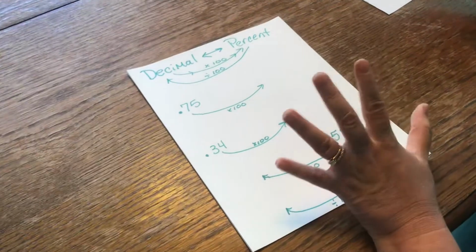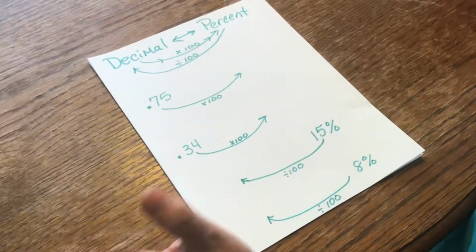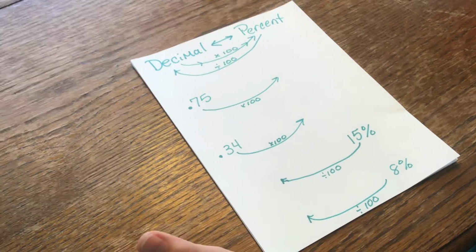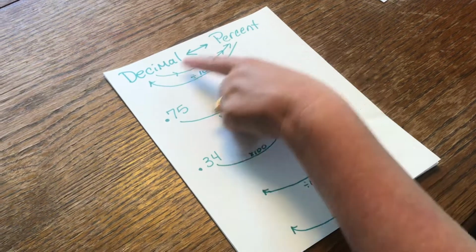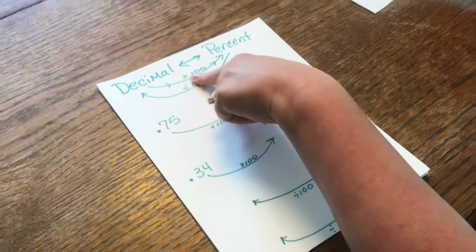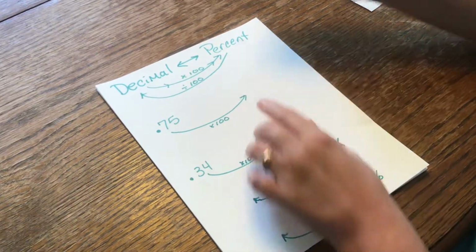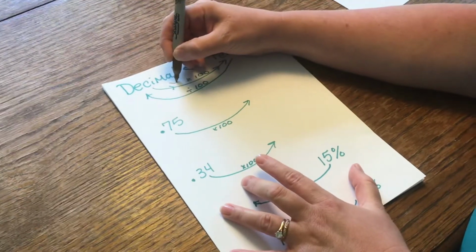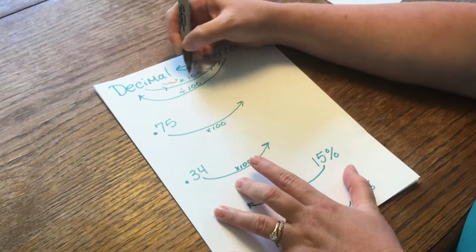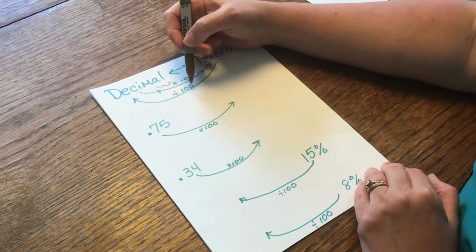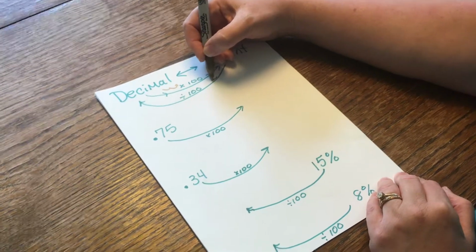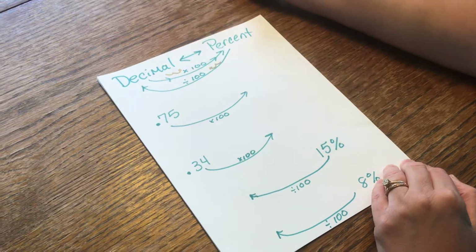Going from a decimal to a percent is easy. It really just means we're going to be moving the decimal point. If we're going from a decimal to a percent, we're multiplying the decimal times 100 to get the percent, which means we're going to move the decimal point 2 places to the right. If we're going from percent to decimal, we're dividing by 100, which means we're going to move that decimal point 2 places to the left.